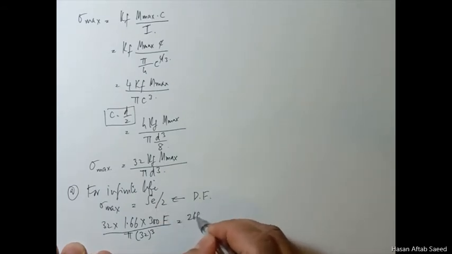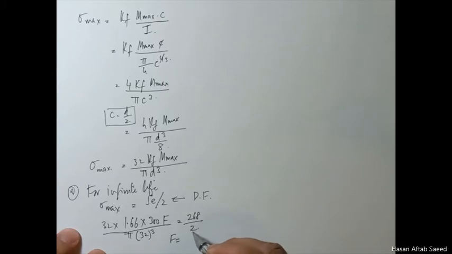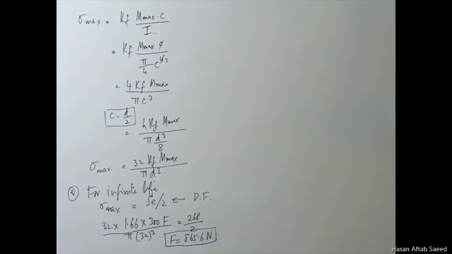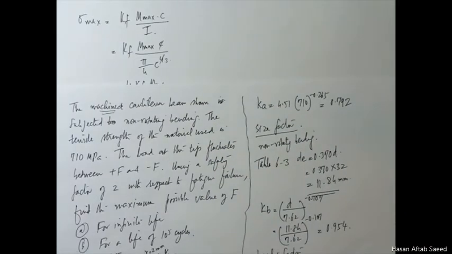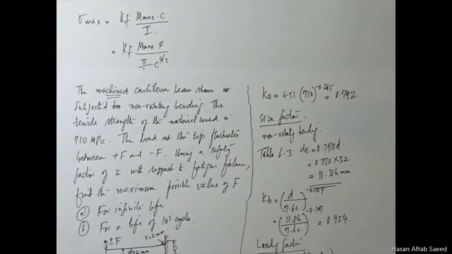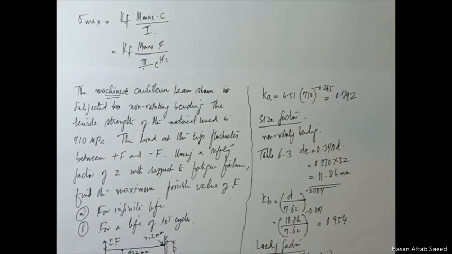The right hand side, 268 over 2. This is Se, which is 268. And F turns out to be 865.6 newtons. This is the value of F that we can apply for infinite life. For this system with a factor of safety of 2, if you apply this much force, 865.6 newton, you can expect infinite life.